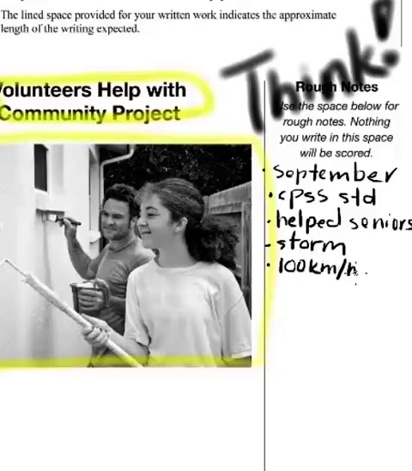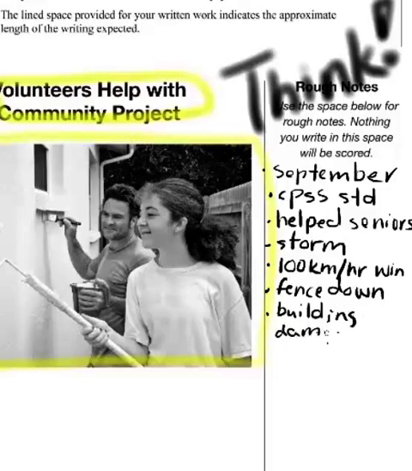So there were 100-kilometer-per-hour winds, perhaps some power lines came down, some trees came down, fences were broken, and the building was damaged. Maybe staff and students participated. We also might want to talk about how the seniors felt. Well, the seniors were thrilled that we were able to go out and help them. They were very thankful. Maybe they gave us some lemonade.